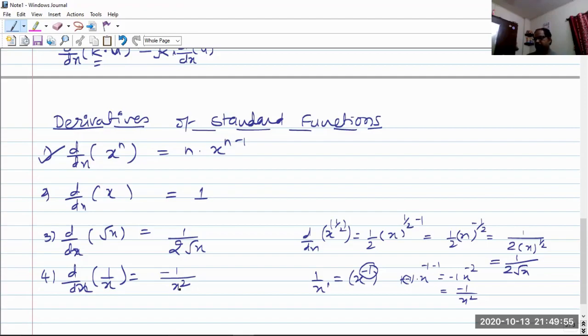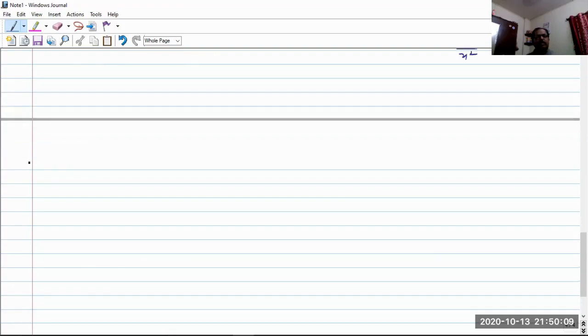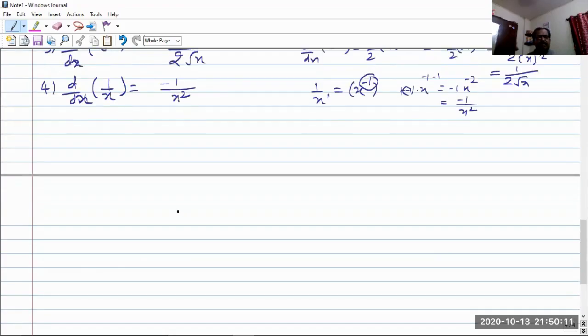So these are some algebraic functions. The first type of function is known as the algebraic function. So this is the first type of formula, standard derivatives. Now we'll come to the next type of function, which we call the exponential function, right? What are the exponential functions? Exponential functions are e raised to x and a raised to x.